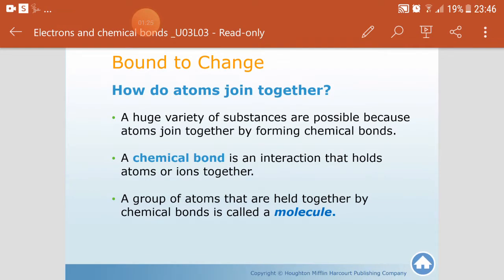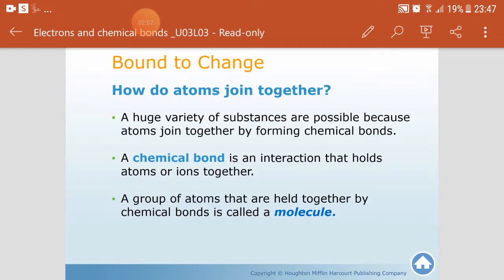So, from the beginning, what is a chemical bond? It is an interaction that holds atoms or ions together. What are atoms? What are ions? I think we talked about that from the first lesson in this unit. You know, the atoms generally should be neutral. What do we mean by neutral? They have an equal number of electrons and protons, so they have a net charge of 0, right?